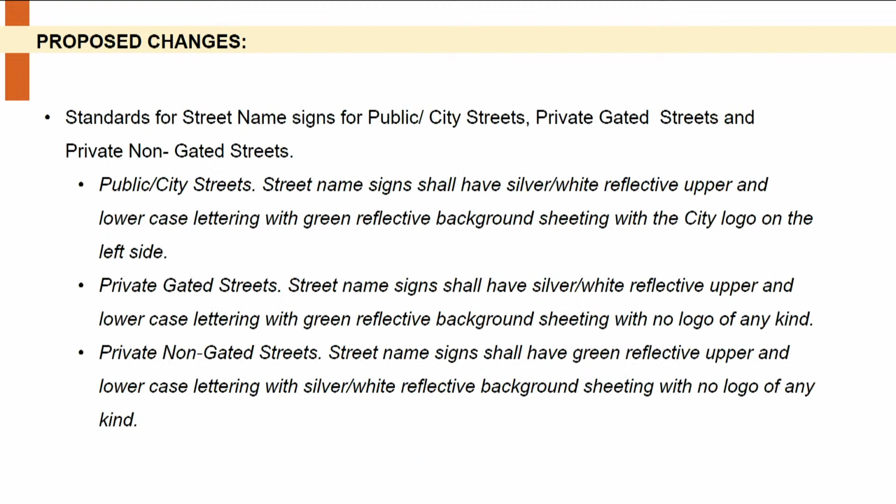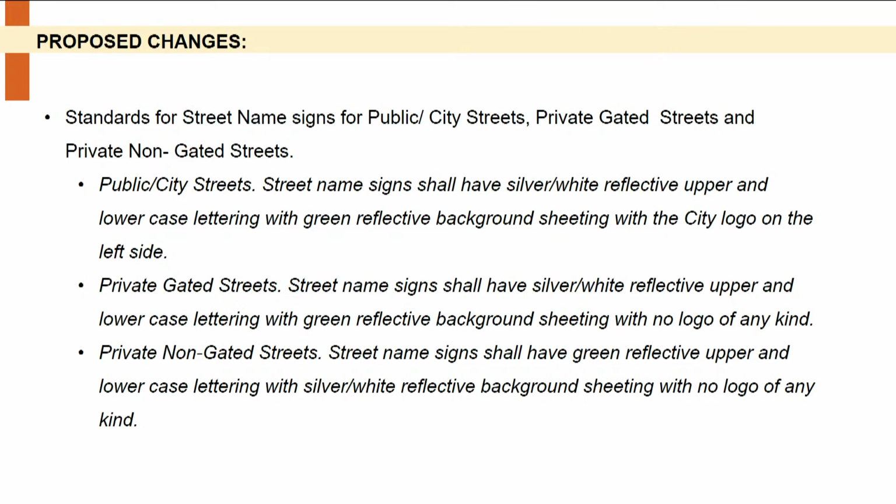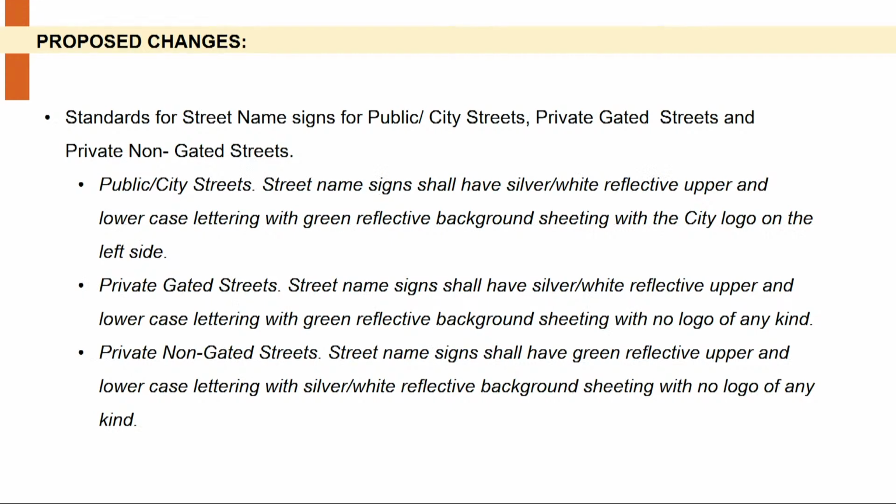We're going to codify our street sign hierarchies. We do have this in policy, and we have been implementing these techniques, but we're going to have the different types of street signs based on the classification. Our city streets will have the city logo on the left side. Private gated non-public and private non-gated streets will not have the logo, but will be indicated as shown on the slide. We do have this as practice, but we're going to codify it now in the LDC.